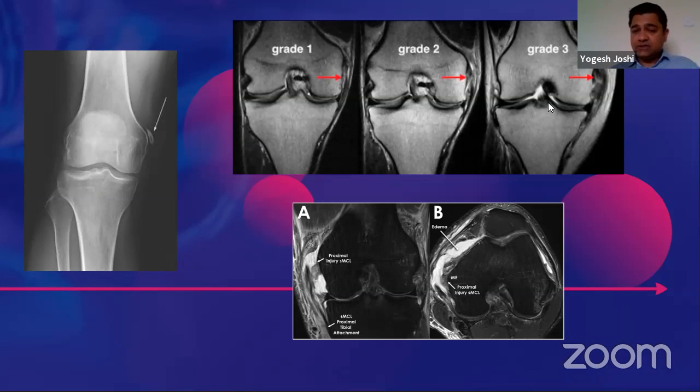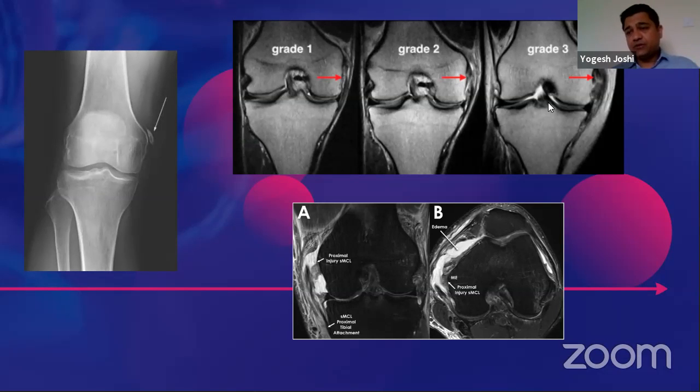Now, grade 3s can be divided into 3 types. One is a rupture of the MCL at the origin on the femoral side. One is a rupture of the superficial MCL at the tibial side, and the third is mid-substance tears of the MCL. The most common are the femoral-sided tears of the superficial MCL.